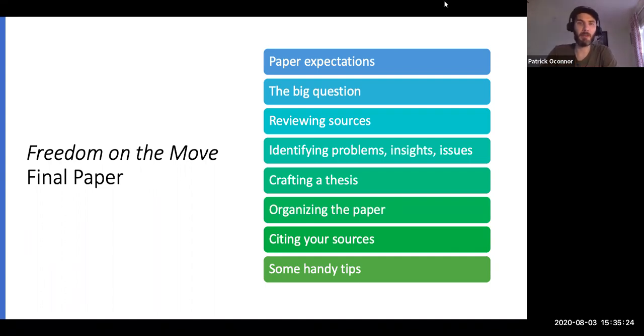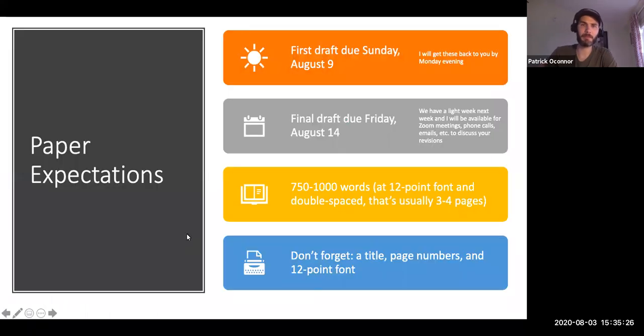Okay, so let's jump into things. Like I said, the first draft is due on Sunday, and the final draft is due the following Friday, which is the last day of the semester, and I'll be available to help you out throughout the week. And again, I really like to do that, and I promise that I won't be mean, and it will be a positive experience, I hope.